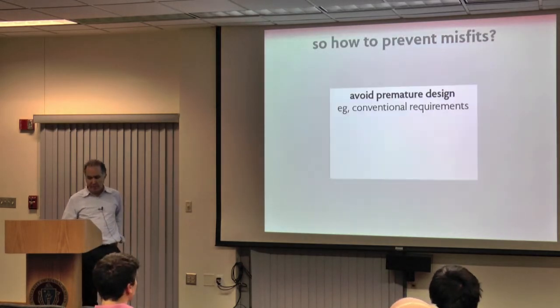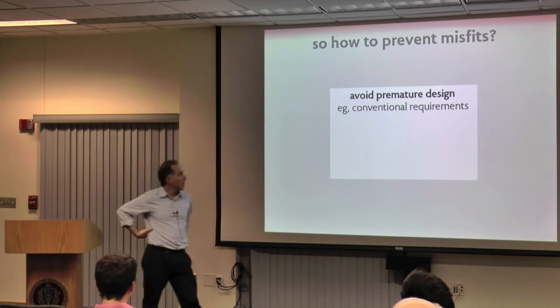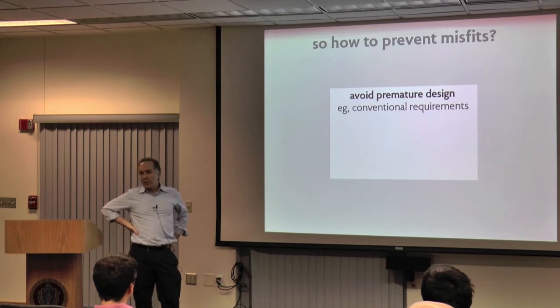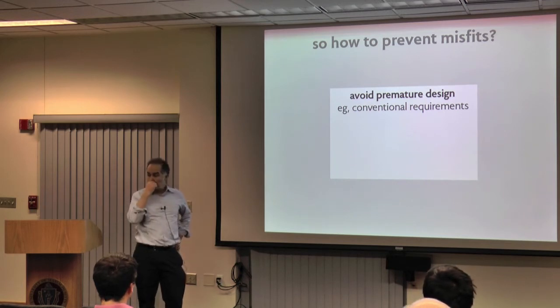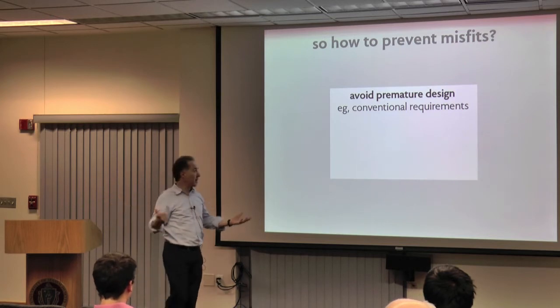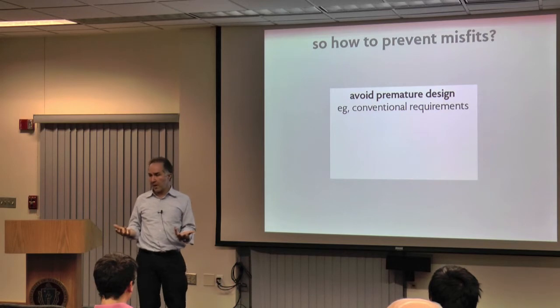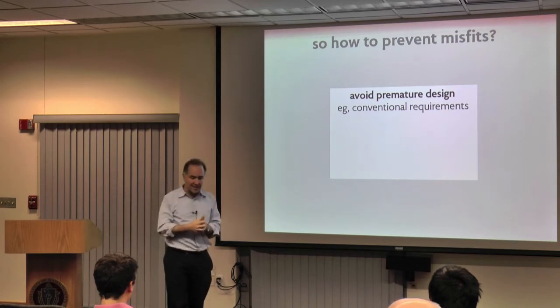So how do you actually prevent misfits in a software context? Well, the first thing I think you need to do is you need to avoid premature design, because you're going to make design mistakes if you design when you don't even know you're designing. And I would argue that conventional requirements are often premature designs.